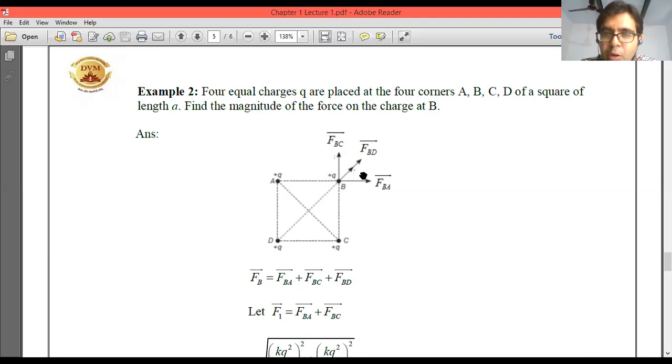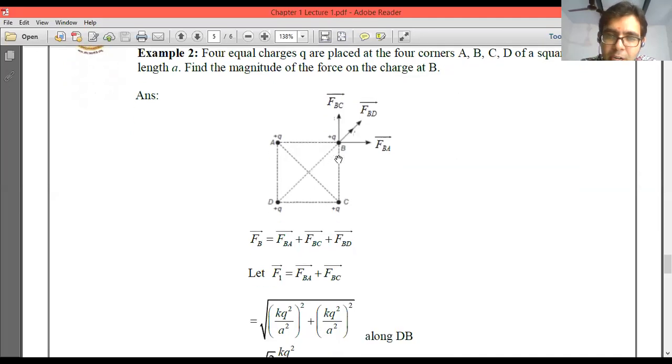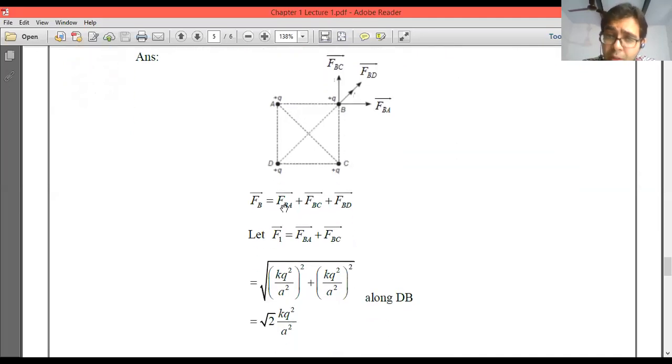So we need to calculate these three forces and then we have to make a vector sum of them. So let's try to solve it out, because we can only solve two vectors at a time in the case of vectors using the parallelogram law. So we are solving FBA and FBC first, and let them be equal to F1.